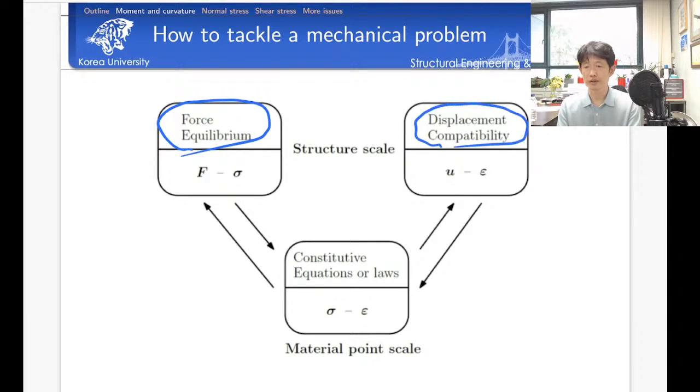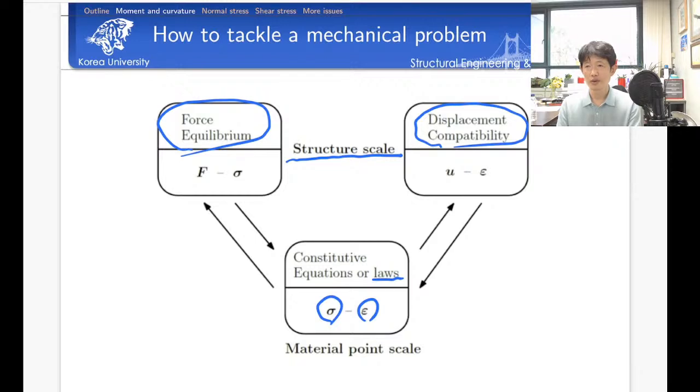These two conditions are given at the structure scale. And a similar relation can be devised at the material point scale. That is the relation between the stress and the strain. We call that relation the constitutive equations, or the constitutive laws, or the material laws. The reason that we call it laws is, law means 법이잖아요, 법. 예? 그러니까 그냥 그렇다고 하는 거죠.